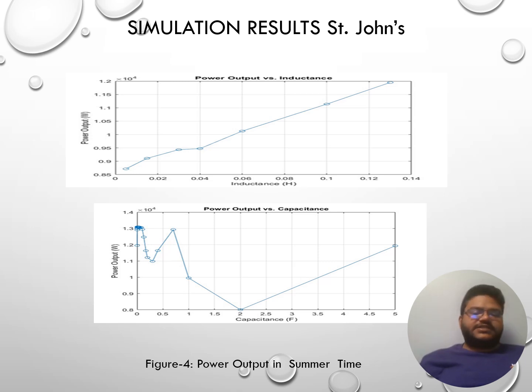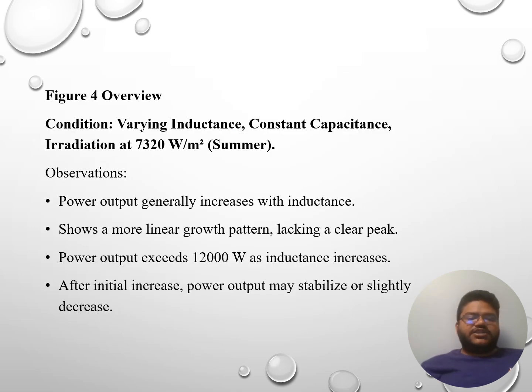Whereas, as usual in capacitance, the result is fluctuating. So varying inductance is a stable thing. My suggestion is that whenever inductance is varied, we can see a change in output in a linear way, or non-linear, increasing or decreasing. However, capacitance does not give any sort of linearity. It's unpredictable for the capacitance, whether it's in winter time or summer time. So let's see the result. In summertime the irradiance was 7320 watt per meter square in St. John's.